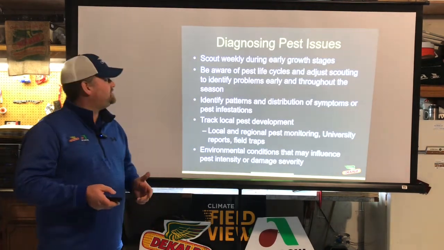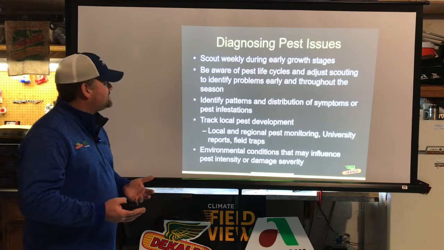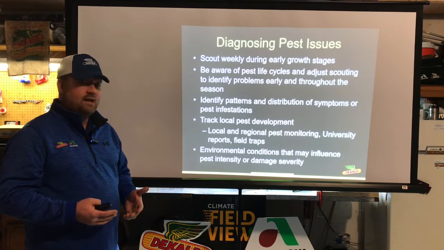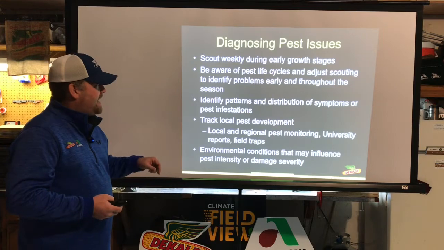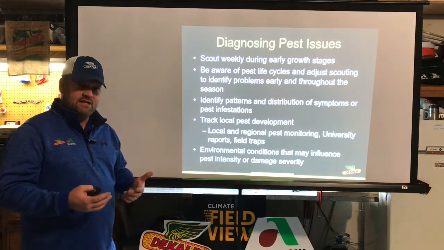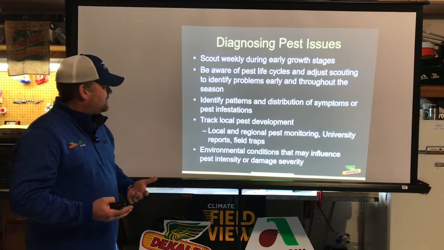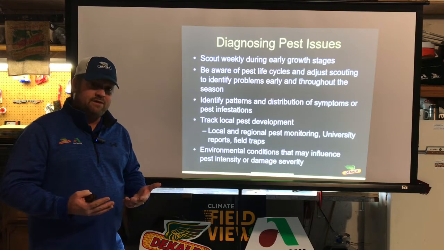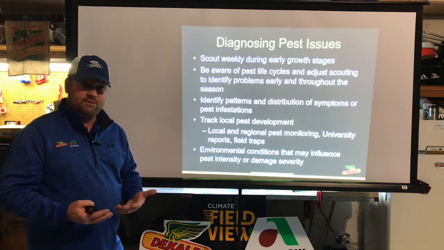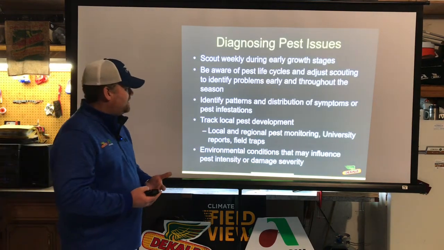Diagnosing pest issues. You look at this, scouting's obviously key. What type of environment is out there? Be aware of pest life cycles. What's the field history? Identify patterns based on that field history, symptomology of the disease, and pest infestations, having a good memory bank. A good way to mark those is utilizing Climate FieldView field region reports, maybe where you had some corn rootworm issues in the past, or poorly drained soils where you maybe put in some additional tile, that type of thing.